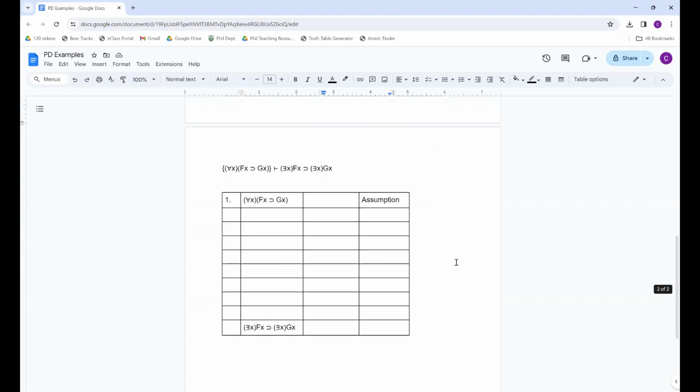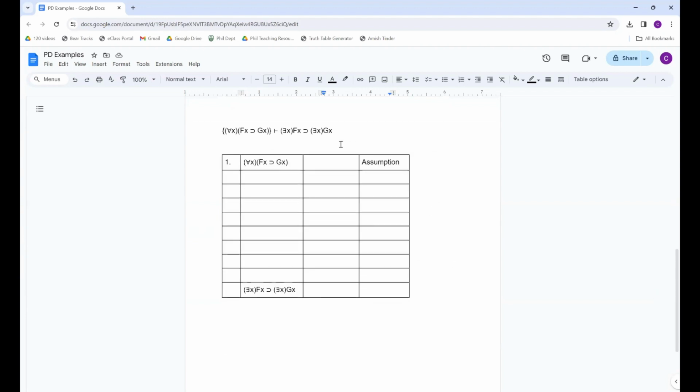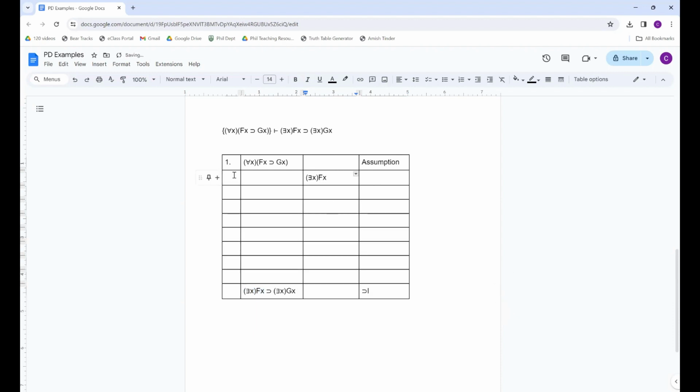So next, we'll look at this derivation. We'll show that this set containing this one sentence entails this. Now here, our goal sentence is a conditional. So we're going to use conditional introduction. So we'll assume there is an X FX as an assumption for conditional introduction. And then we will derive there is an X GX.